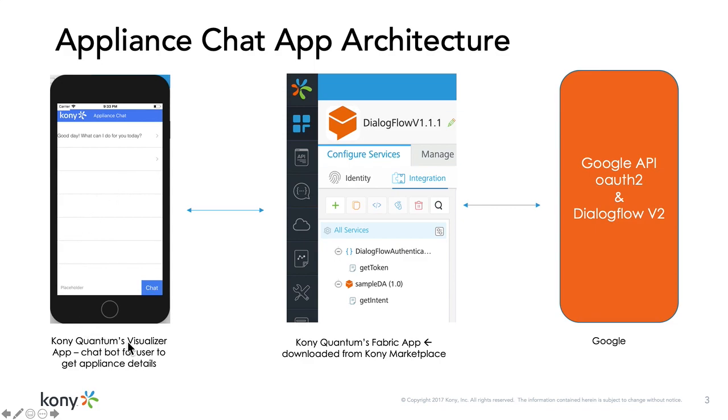The left-hand side is Kony Visualizer, which is the what-you-see-is-what-you-get canvas designer that you will create your application from. The middle layer, called Kony Fabric, will allow you to integrate and make available identity service and integration service. Specifically, the get token, in order to exchange the private key and get a token from OAuth 2, and also the get intent, where you send in the user text input and you will get the expected chat response.